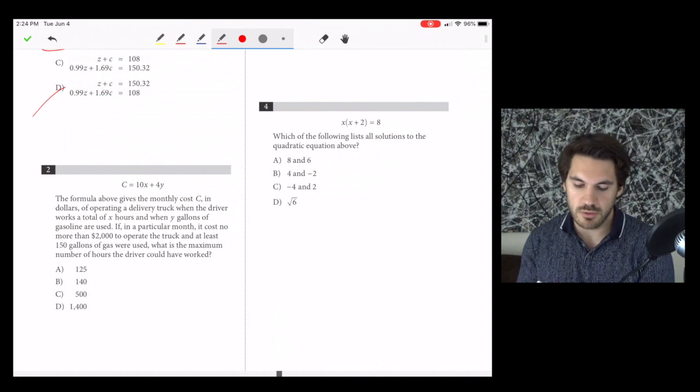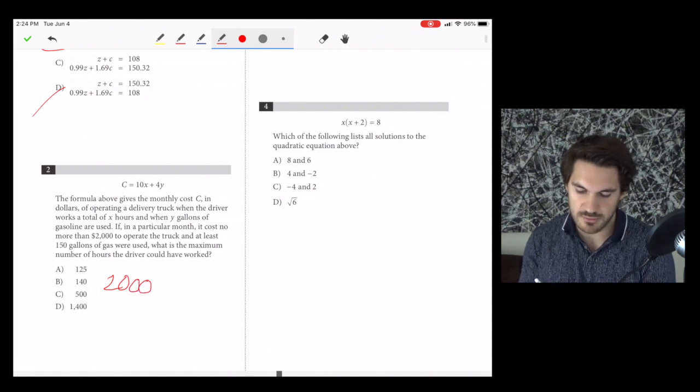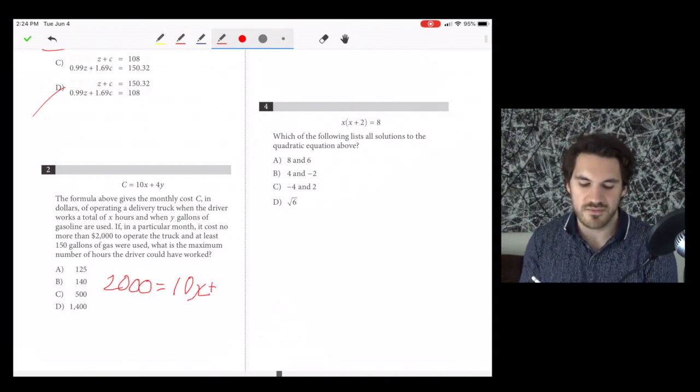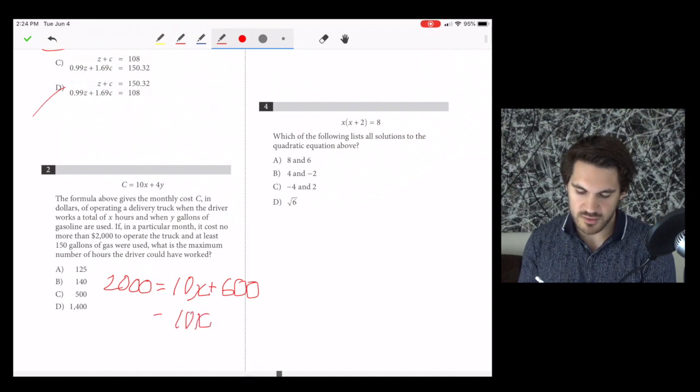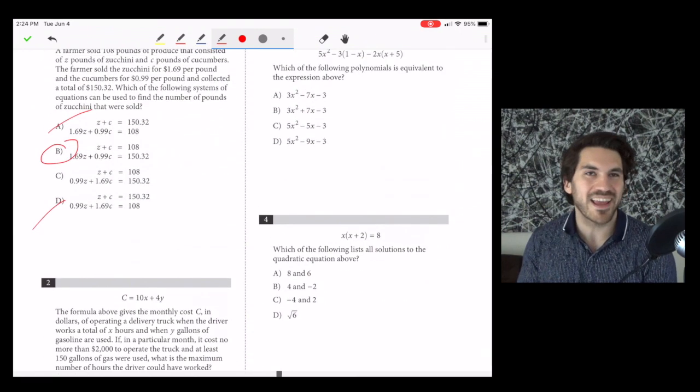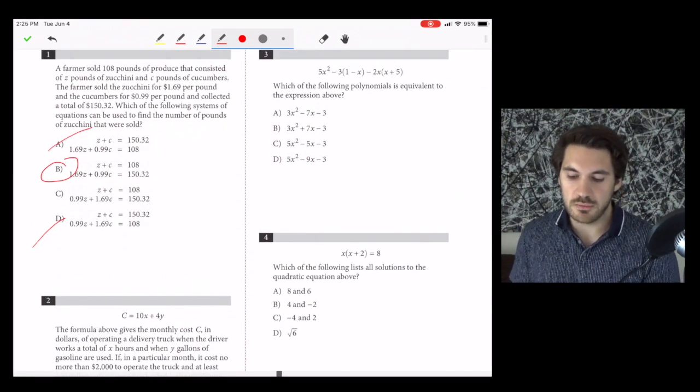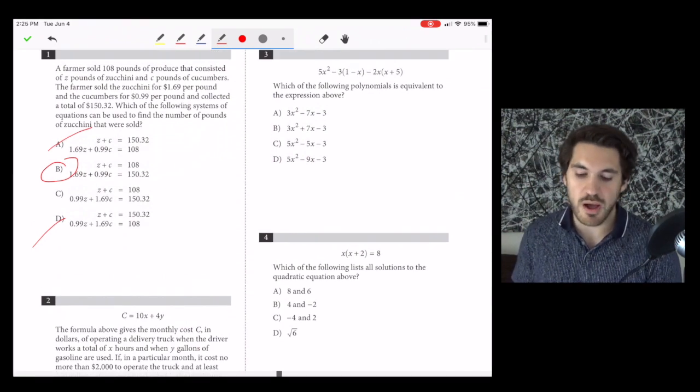So basically, we know that the cost is no more than 2,000, so that's the max. So let's maximize that, make that 2,000 equals 10x plus 4 times 150, which is 600. 10x therefore equals 1400. And x therefore equals 140. B is our answer.